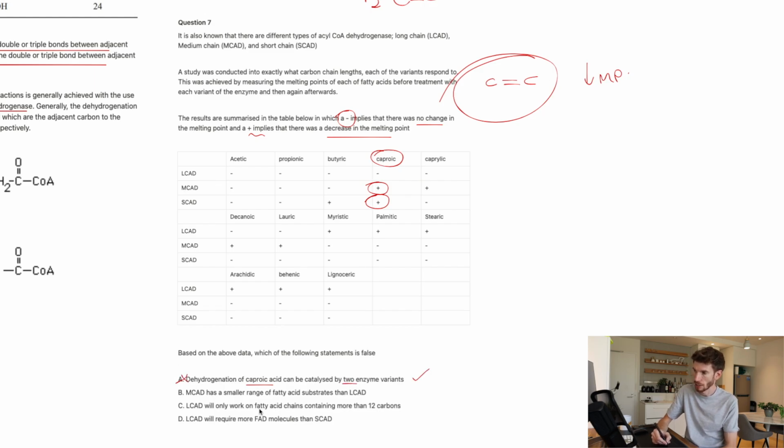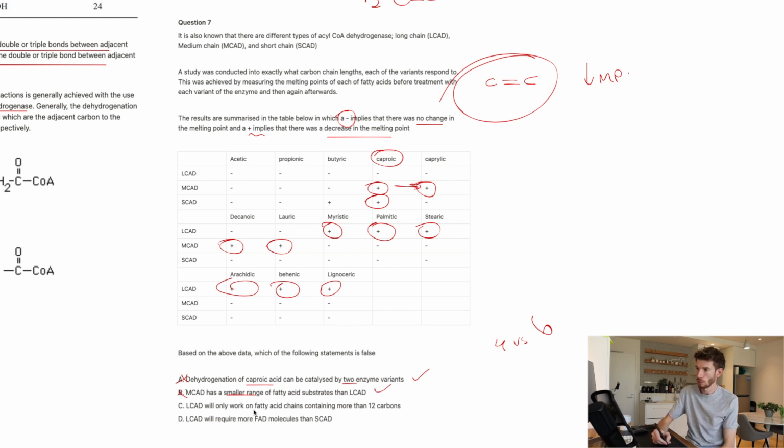The medium chain has a smaller range of fatty acid substrates than the long chain. So there we want a wider range of compounds that it works on. And the medium chain worked on, we've got a plus here and a plus here, and then it worked here and here. So we had 4. Versus if we look at the long chain, that one worked on 1, 2, 3, 4, 5, 6. So the medium did have a smaller range. So that is also true.